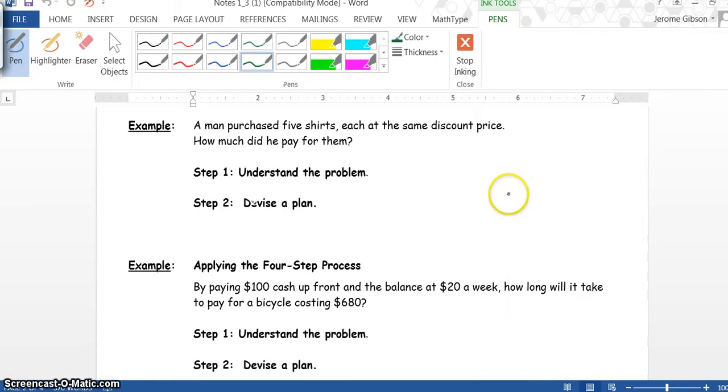Now we start our first example. It says a man purchased 5 shirts, each at the same discount price. How much did he pay for them? Now we have to understand the problem. The first thing that we see here is that 5 shirts were purchased. So we will put down 5 shirts were purchased.